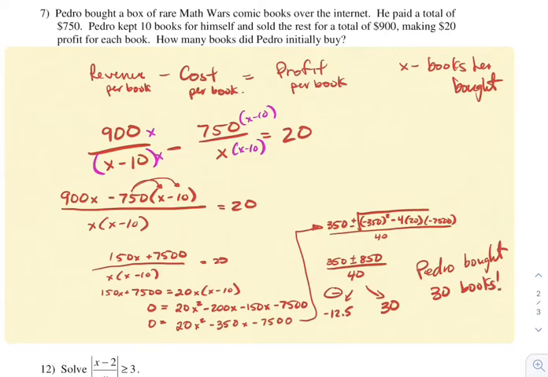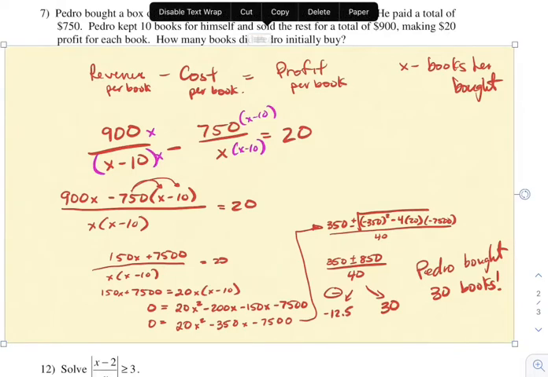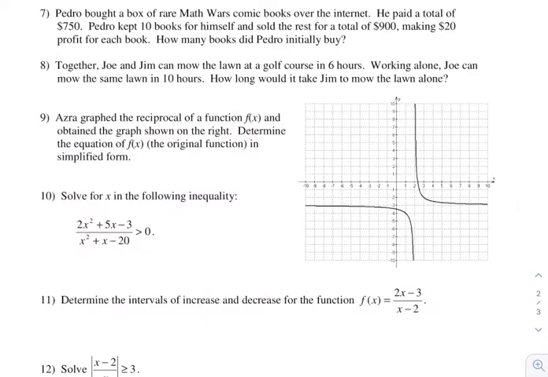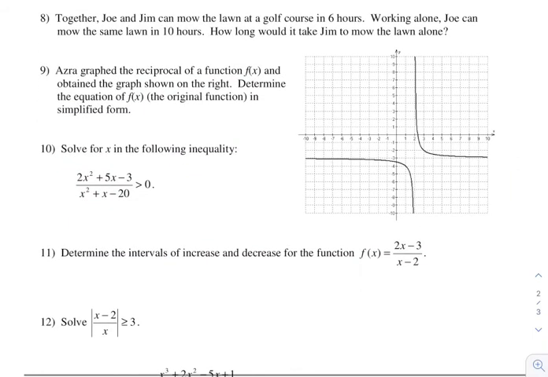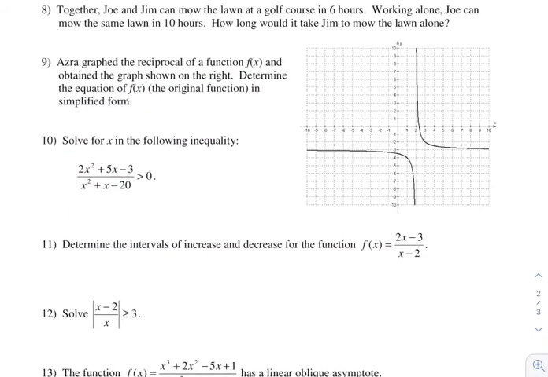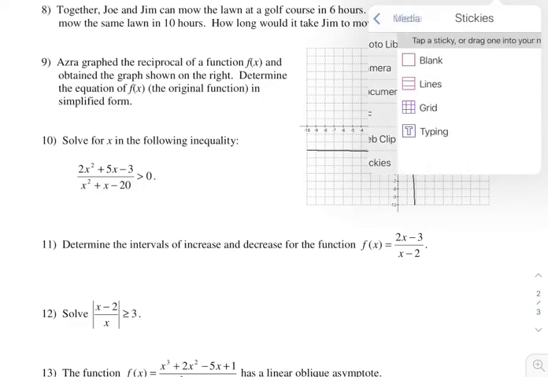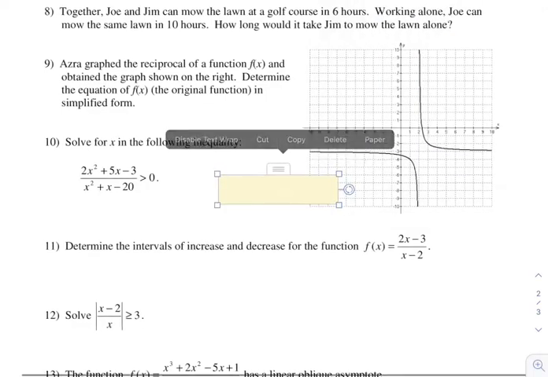You could have factored and solved it other ways, maybe used the quadratic formula. Regardless of how you look at it, it's going to be 30 books that he bought in this case for all that to work out. That's 7. Keep going. 8. This one, the mowing the lawn in this case, was like lining the field, one of those examples that I used in our notes.